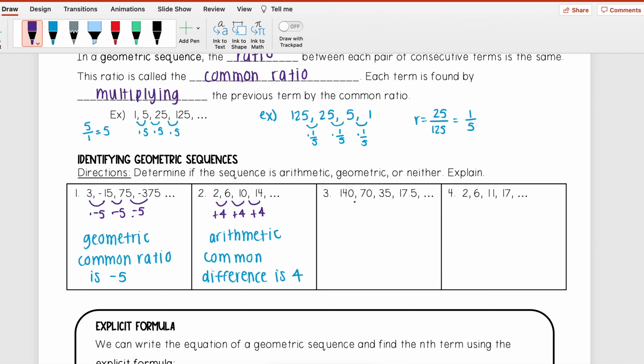Let's look at this next one. So I have 140, 70, 35, 17.5. So I noticed going from a big number all of a sudden to really small. So that clues me in that I'm dividing or multiplying by a fraction each time. And so to find what that fraction is, I'm going to take the second term and divide it by the first term. So I have 70 over 140. And when I simplify that, I get 1/2.